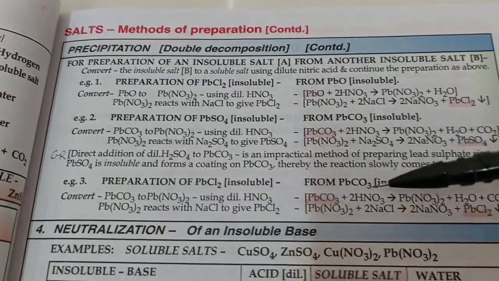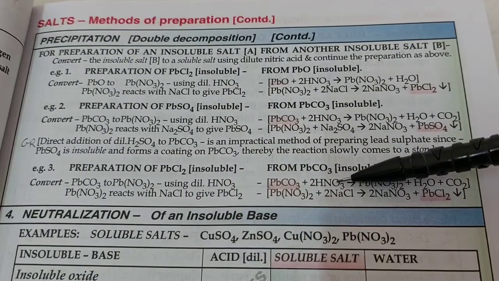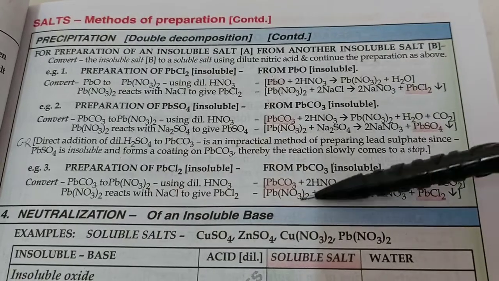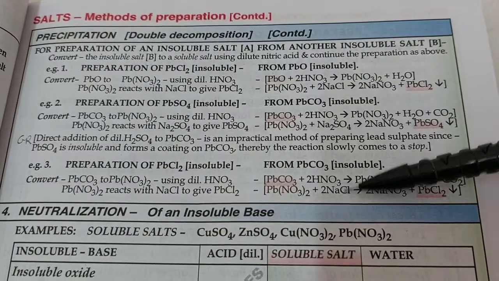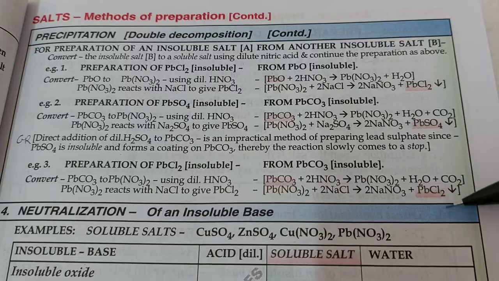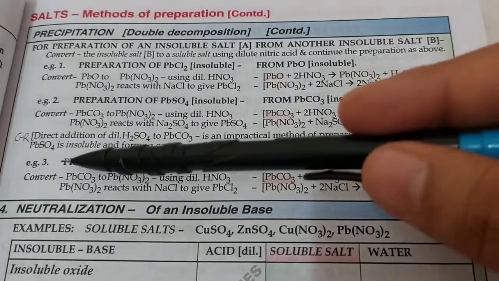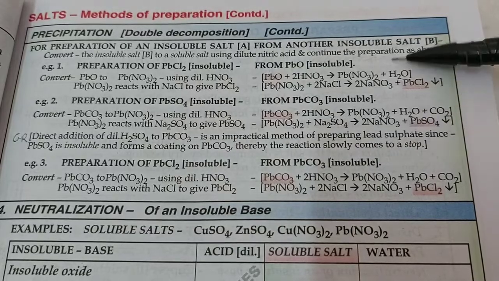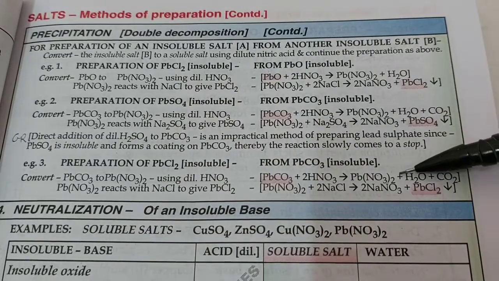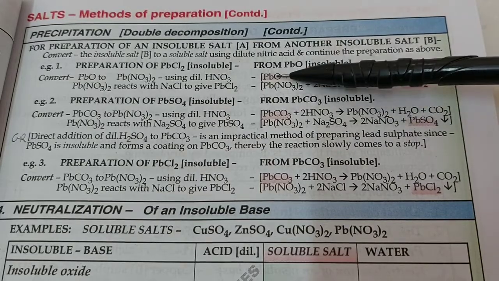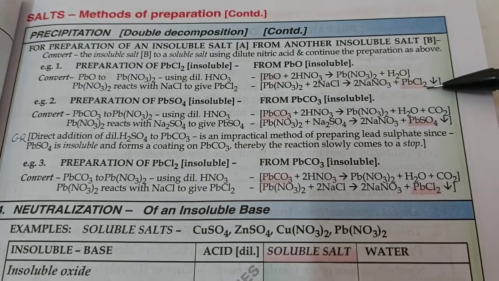Lead carbonate converted to lead nitrate by reacting with nitric acid. Now lead nitrate is soluble. So soluble plus soluble salts, double decomposition, precipitation, lead chloride will be formed, or lead sulfate can be formed. So mark this as a GR, the brackets, and remember these examples. And this is true not only for lead salts, even for other salts like zinc salt, which is insoluble, and they want a product also as insoluble.